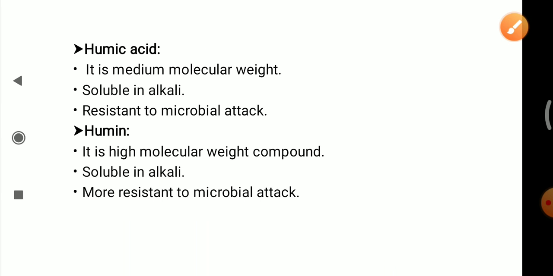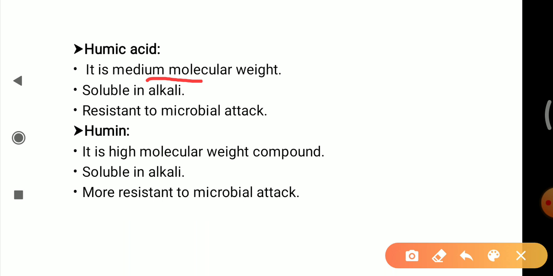Humic acid. Humic acid is a medium molecular weight compound, soluble in alkali and resistant to microbial attack. Humic acid and fulvic acid both act as chelators. They combine with minerals to make them organic compounds. Once they form organic compounds, these can be ingested by the plant more easily. Whereas humin is a high molecular weight compound, soluble in alkali and more resistant to microbial attack. Humic acid is a chemical produced by decaying plants.